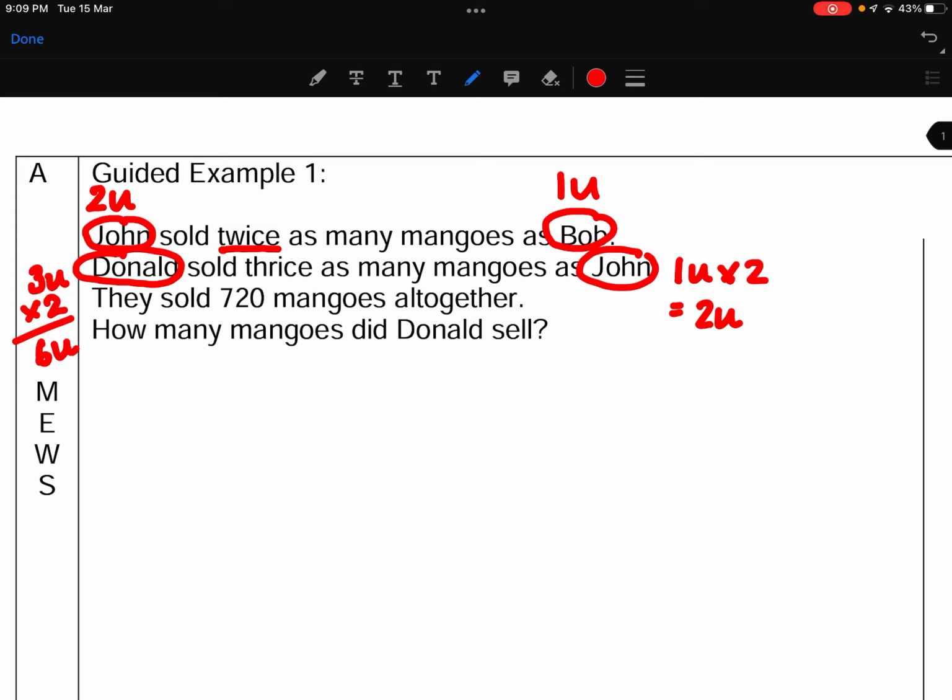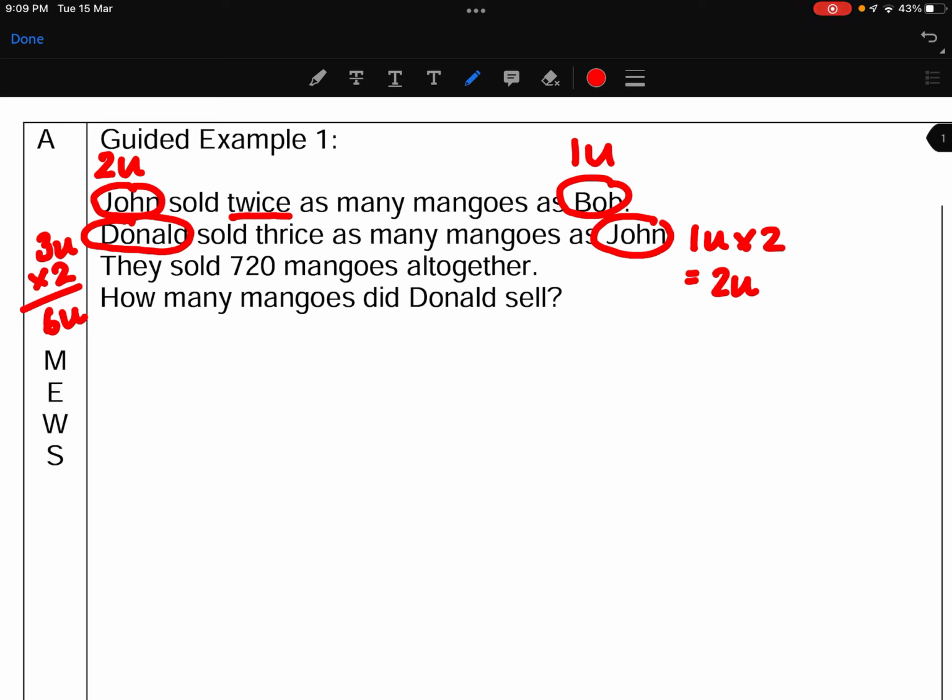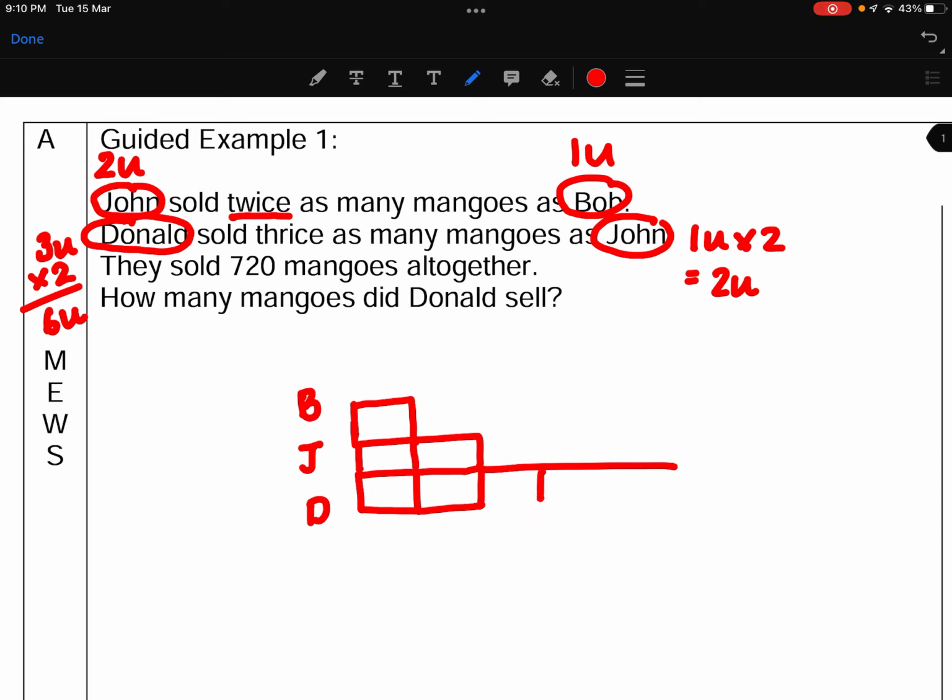So now what I need to do here is to have all these units drawn out in the model. What I did suggest for some of the pupils is that because John's name is repeated twice, it will be good to put John in the middle, because John is being compared to Bob and Donald. So my John, I will put 2 units, and Bob will have 1 unit. Donald will have 6 units, so I'm going to draw 6 boxes to represent 6 units.